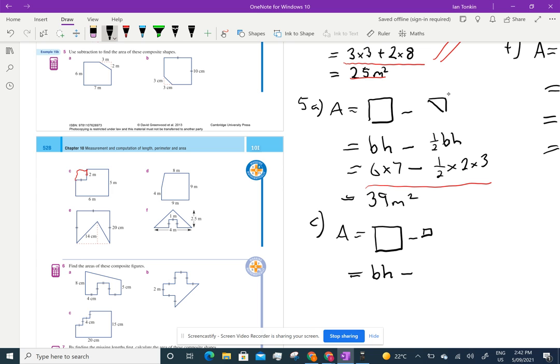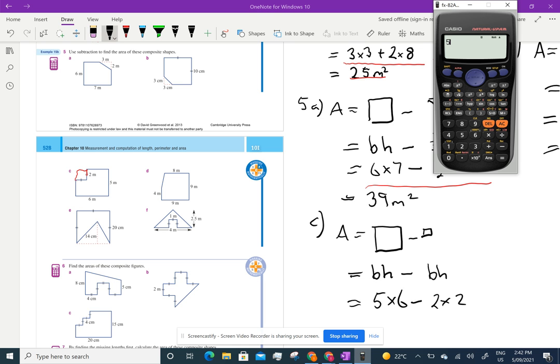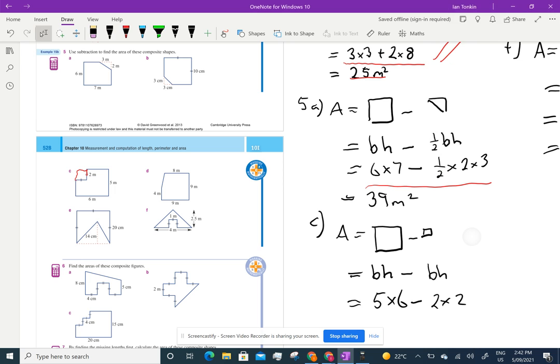And the square is also BH, even though we know it's the same thing squared. So I get 5 times 6 minus 2 times 2. Bang, out comes my calculator. And remember to minus this times, you get 26. And we're in meters.